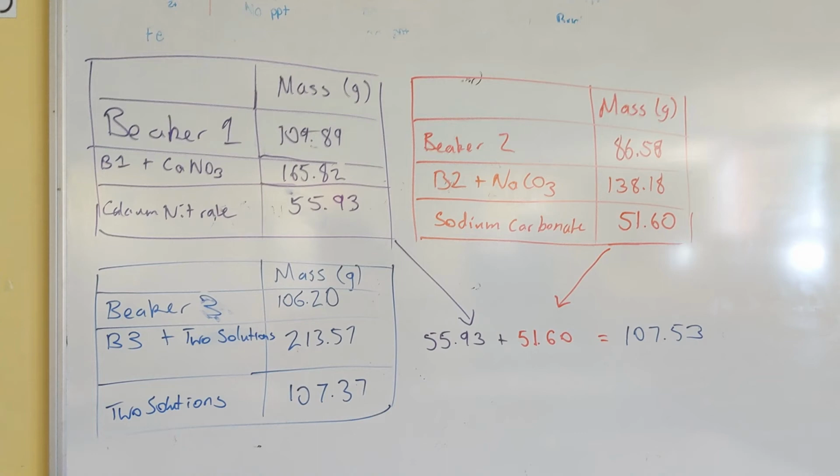Now you'll notice that the mass of the calcium nitrate and sodium carbonate adds up to 107.53 grams, whereas we have 107.37 grams measured at the end. There is a slight difference in mass, about 0.16 grams. And this exists because we may have lost some mass through our pouring techniques. As we were moving along, some of that mass may have been left over in some of the beakers, and that's something that we should be accounting for as a source of error.